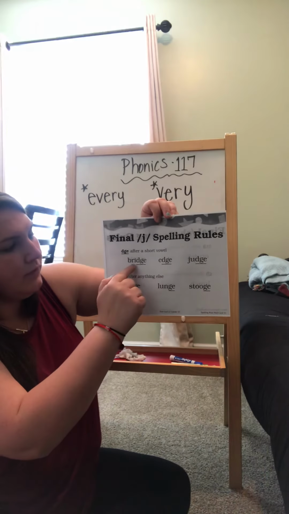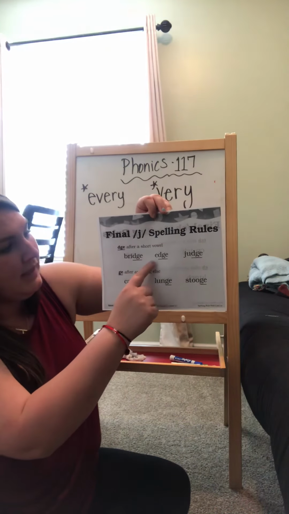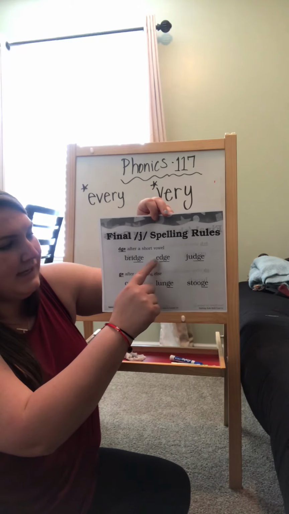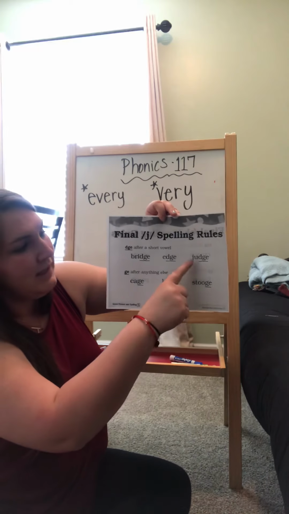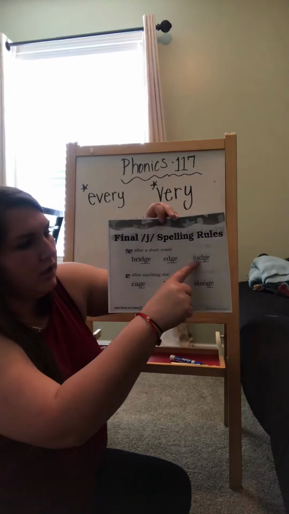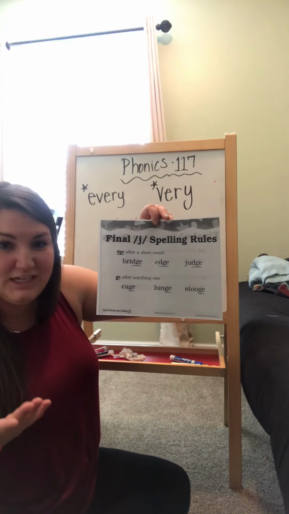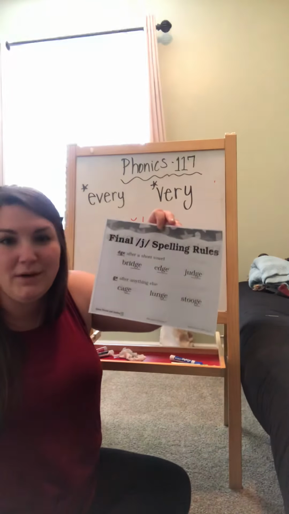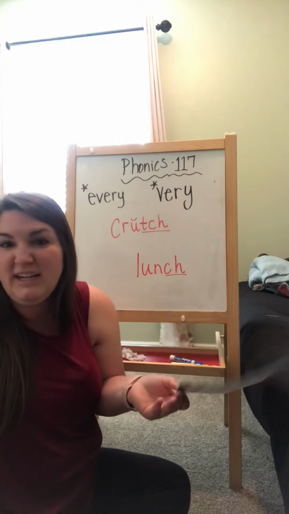So I hear that I in bridge, so I know it's DGE. The edge, I know E says eh, that's a short vowel, so it's D-G-E. And judge, j-udge. So I know the U is a short vowel, so I know it's a D-G-E also. And we're going to talk about G-E later on. But G-E is for anything else.